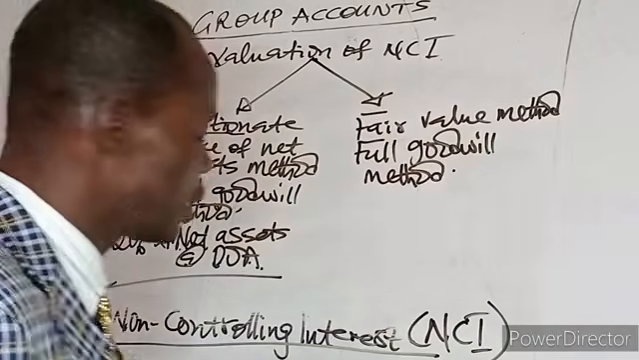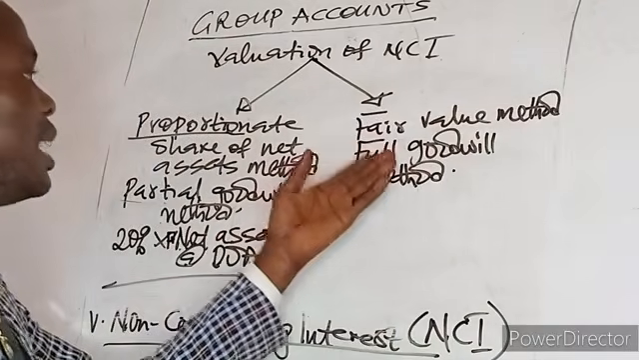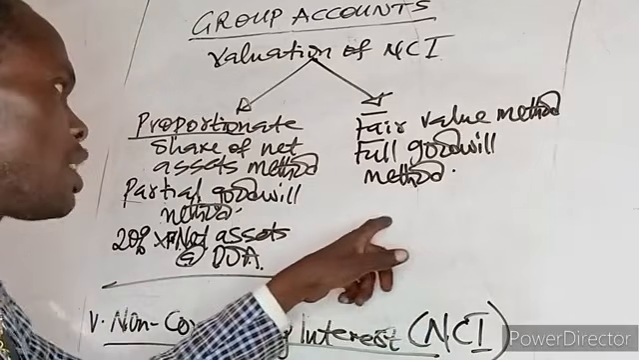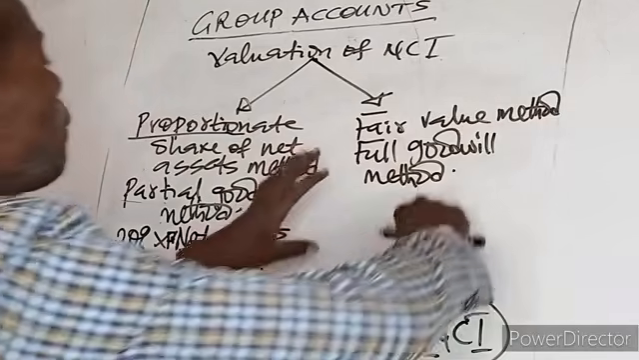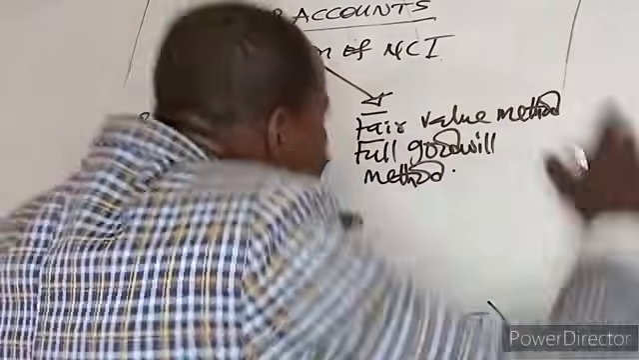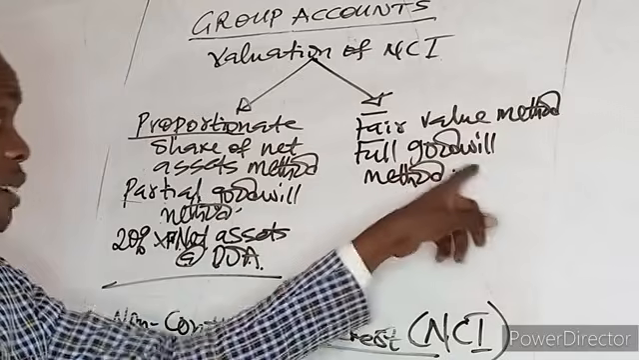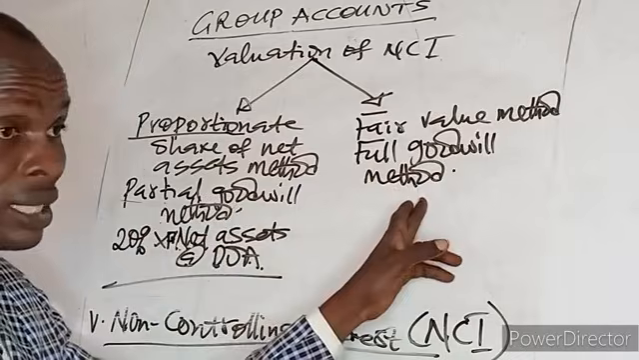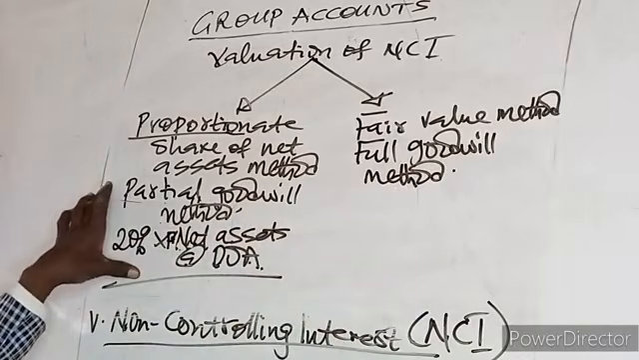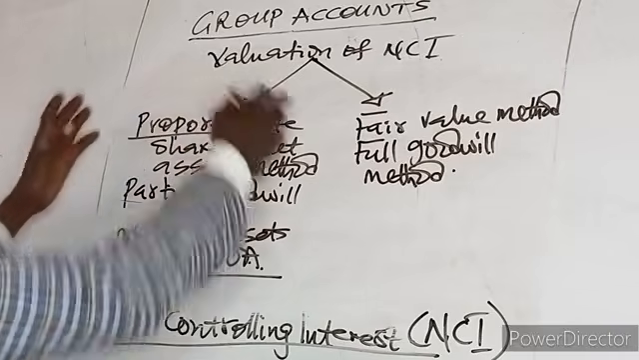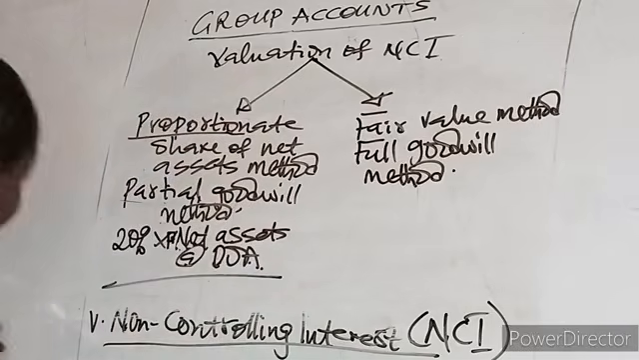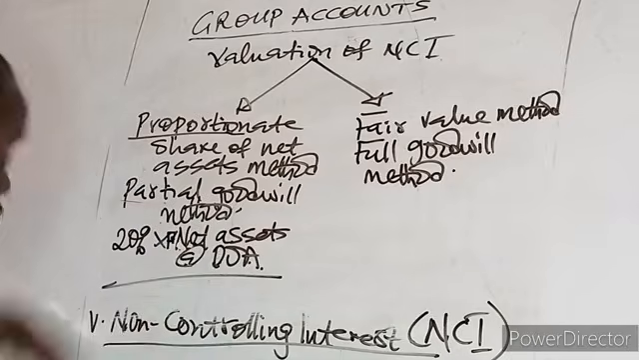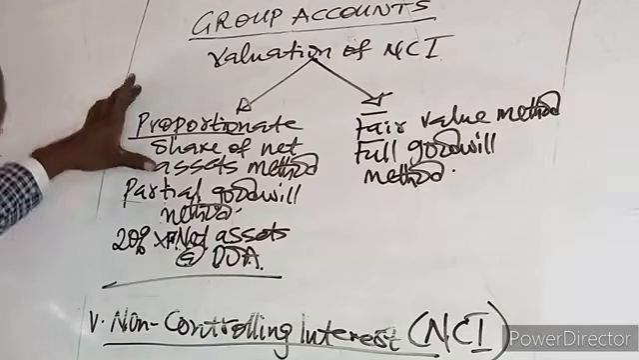Under the fair value method, the NCI is valued by applying the percentage attributable to non-controlling interest on the full or fair value of the subsidiary. I didn't say fair value of net assets. You should not confuse them; they are not the same. For net assets, you reinstate them to their fair value by considering the fair value gains or deficits and adjusting for those items.